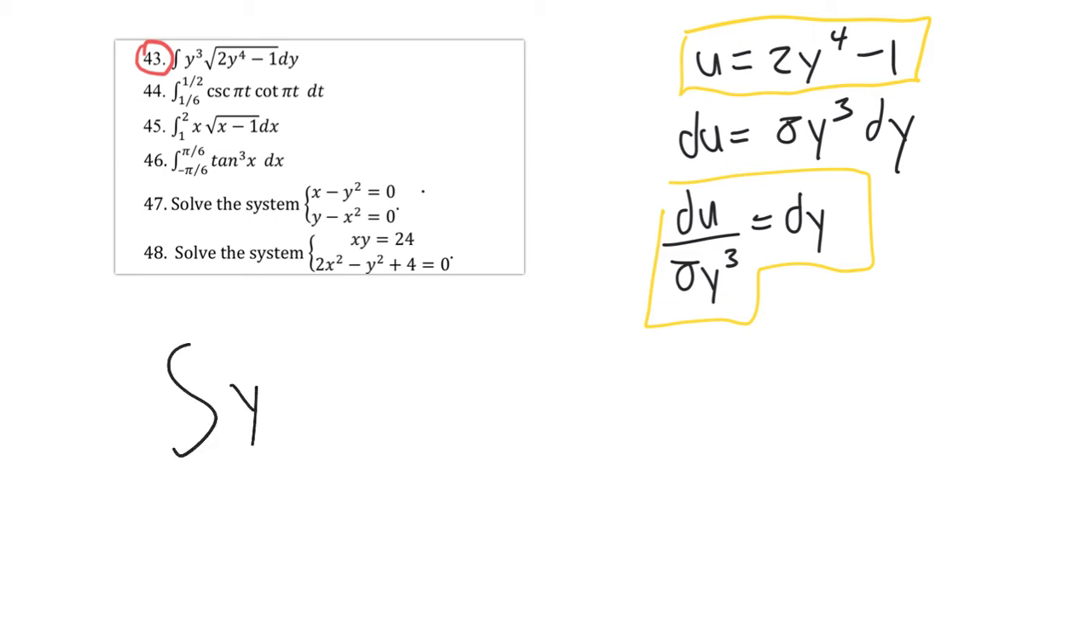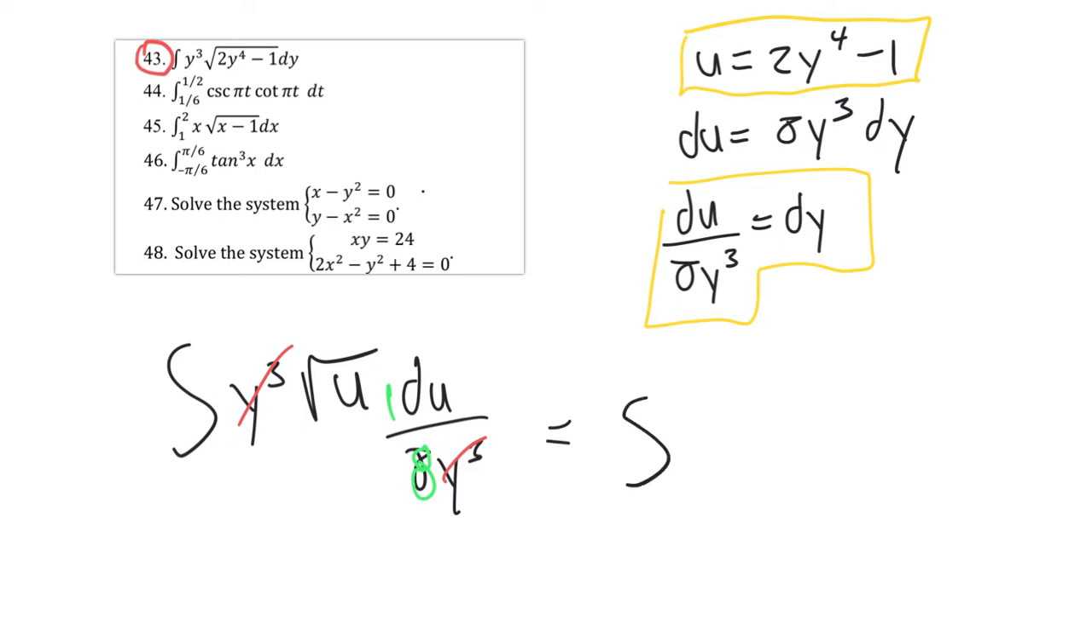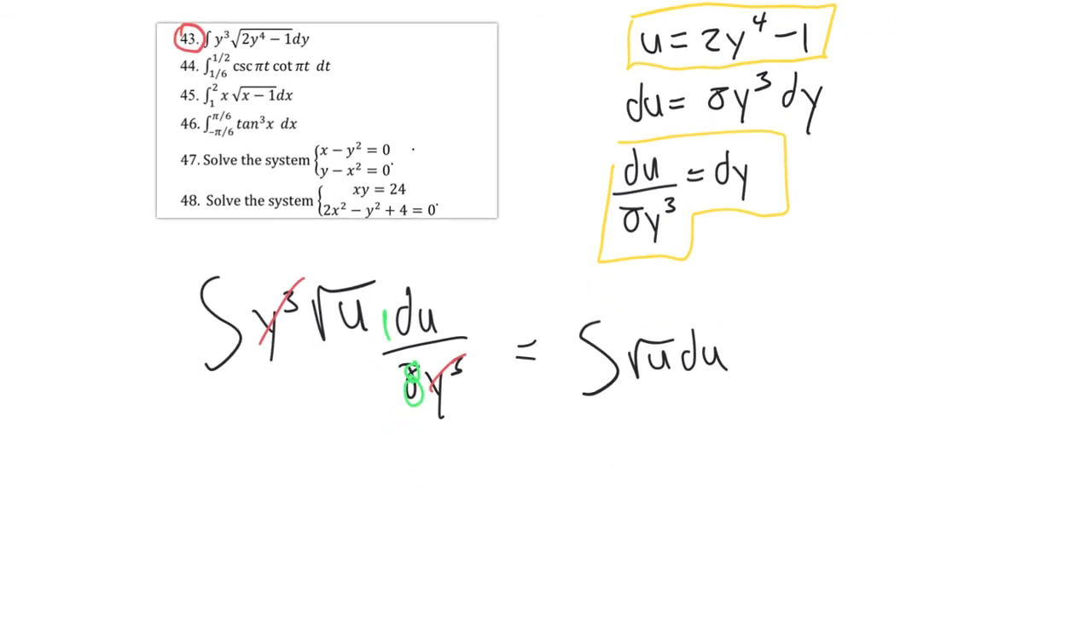We have the y to the third, once again, minding its own business. We have the square root of u, and instead of dy, we have du over 8y to the third. There is secretly a 1 above that 8, so really what's been introduced is a 1/8. I think we would all agree that the y to the thirds would cancel, and what we are therefore left with is the integral of the square root of u du. So that's something that's definitely workable.